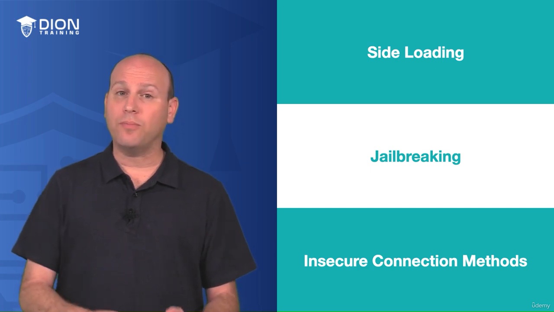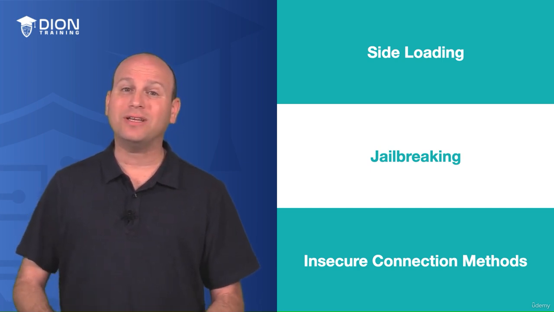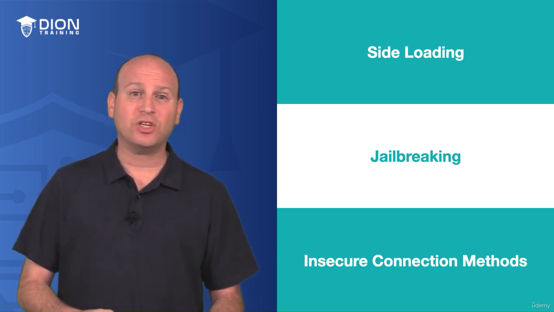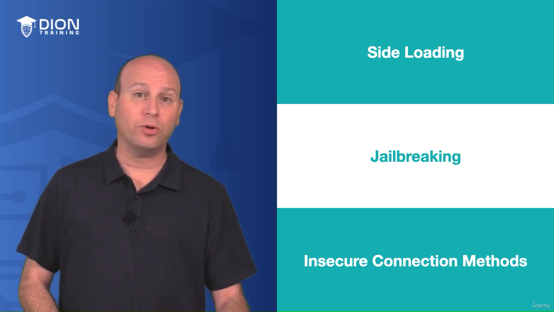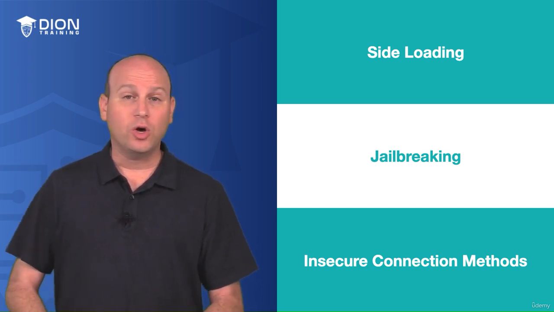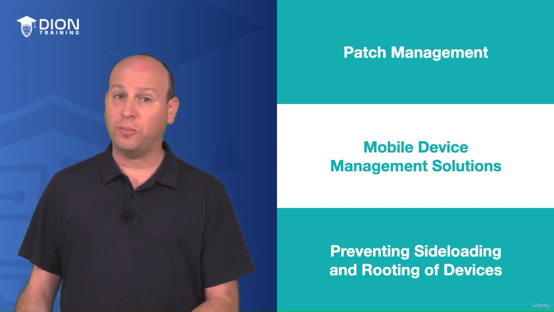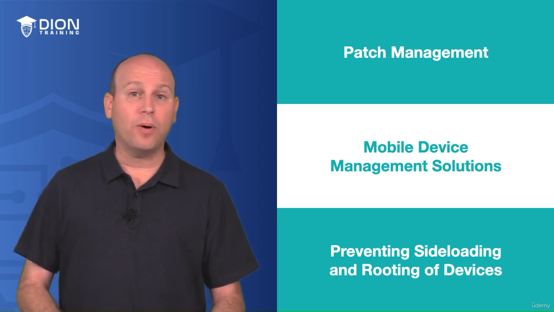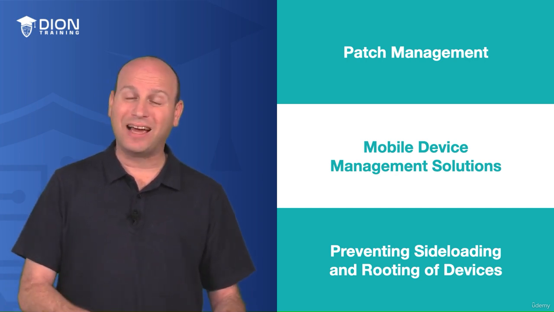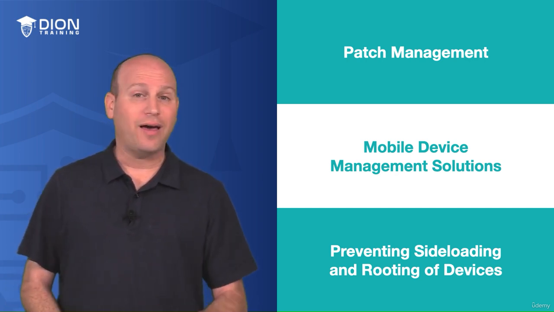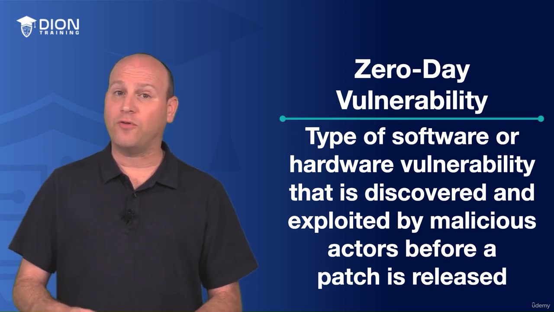Then, we'll take a look at mobile vulnerabilities and attacks, including sideloading, jailbreaking, and insecure connection methods like Wi-Fi or Bluetooth to an unknown source. We'll also discuss methods to mitigate these vulnerabilities, including patch management, mobile device management solutions, and preventing sideloading and rooting of your devices. After that, we're going to cover zero-day vulnerabilities.